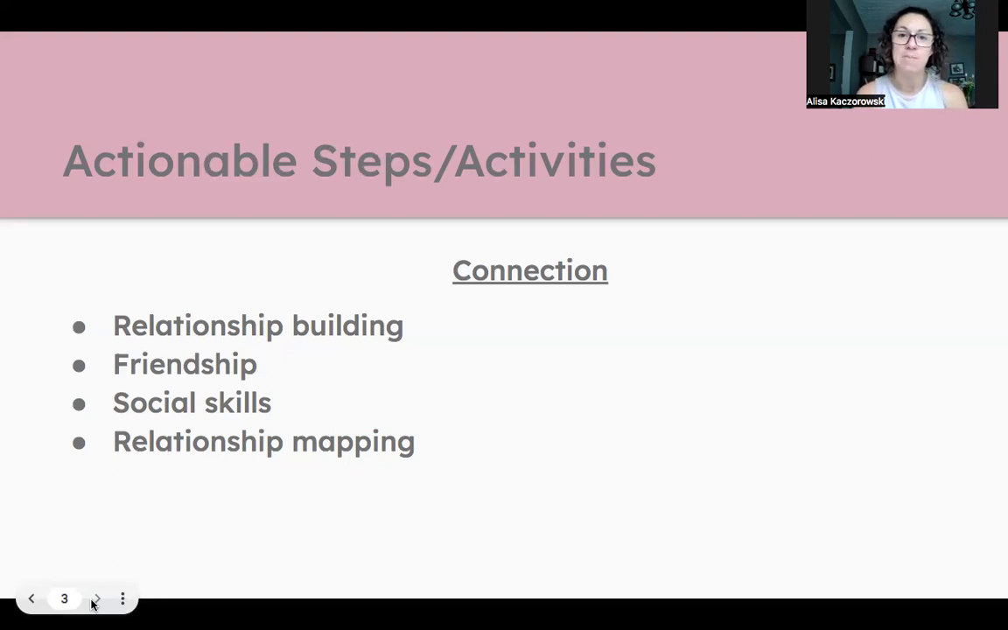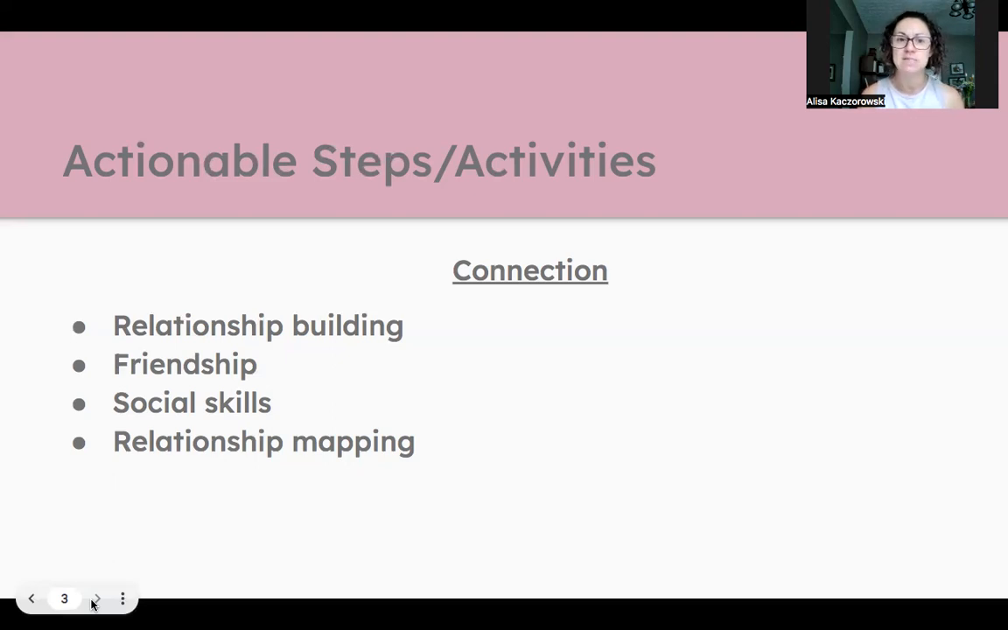Lastly, relationship mapping. This is really for schools. It is so important that we make sure that all of our students in our school, in our classroom, have a person. And I say a person, meaning somebody that they connect with. That is not always going to be their homeroom teacher, right? So it's really important that as administrators or teacher leaders, we take the time to sort of map out the relationships in our building.